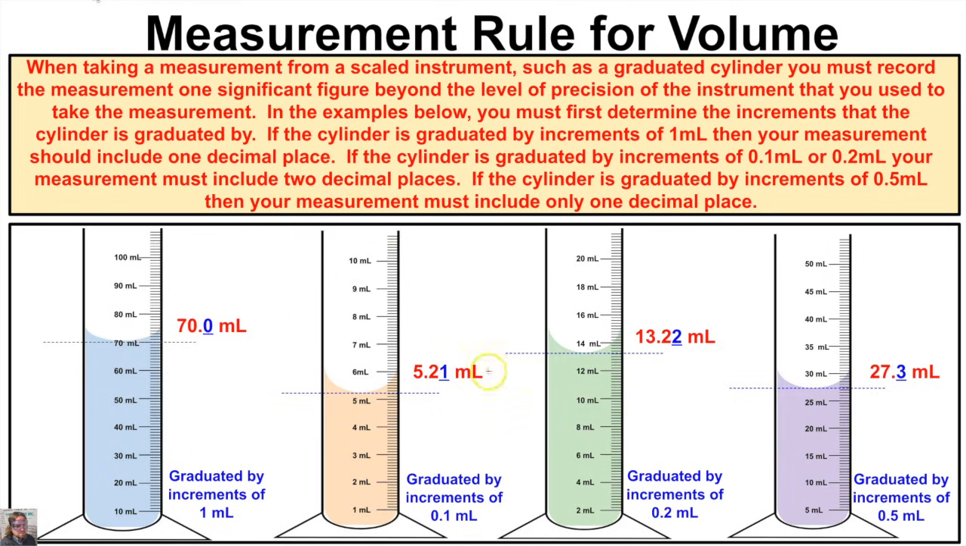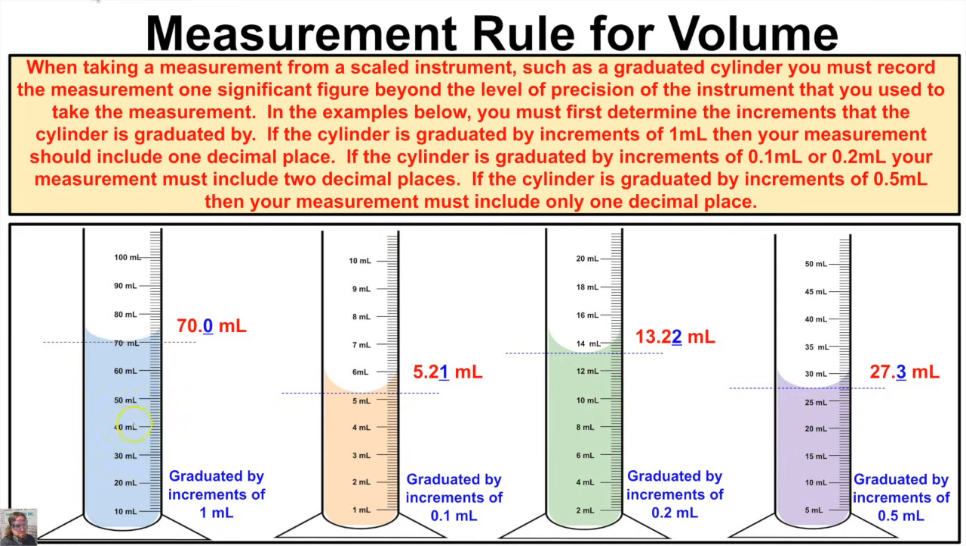So in the examples below, we have several different graduated cylinders here, and when we come across a graduated cylinder that we're going to use to measure the volume of different liquids, what we first have to do is figure out how the graduated cylinder is graduated. In other words, by what increments these different cylinders are graduated by.